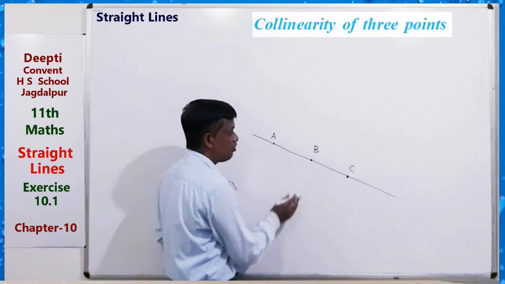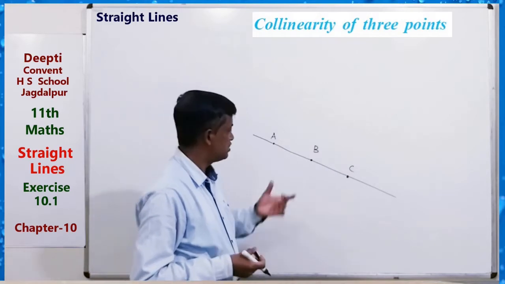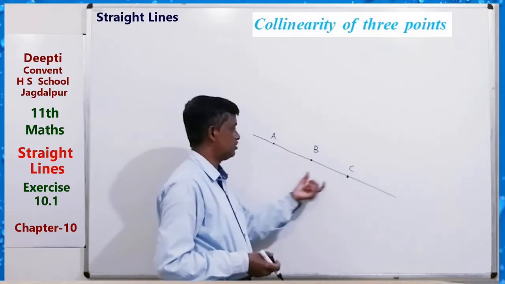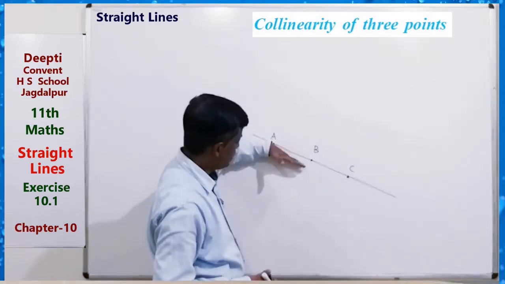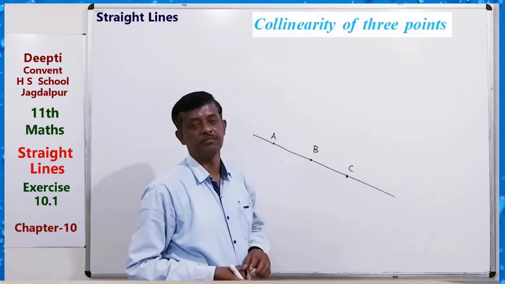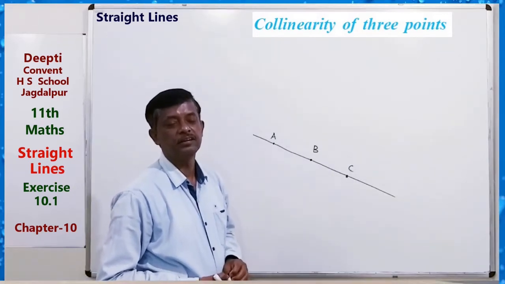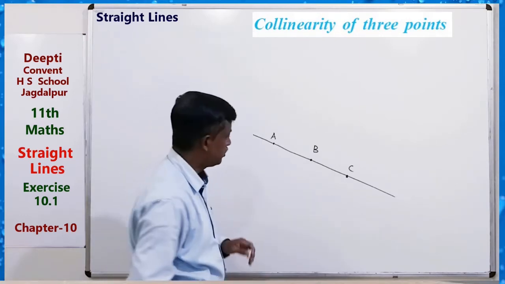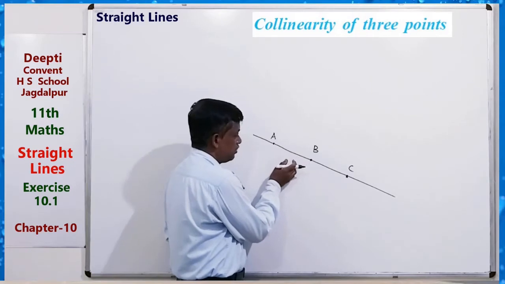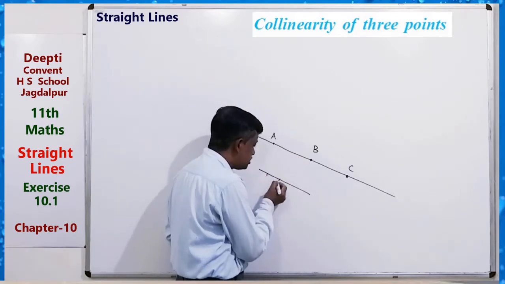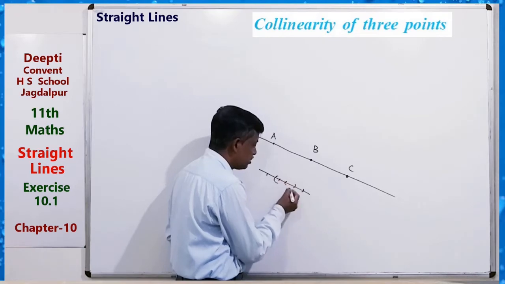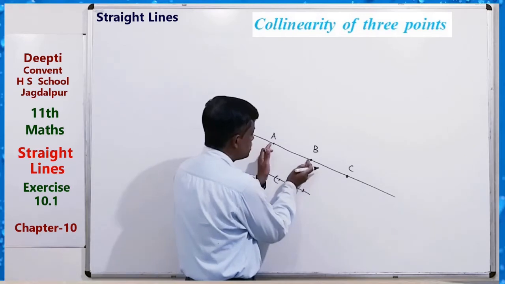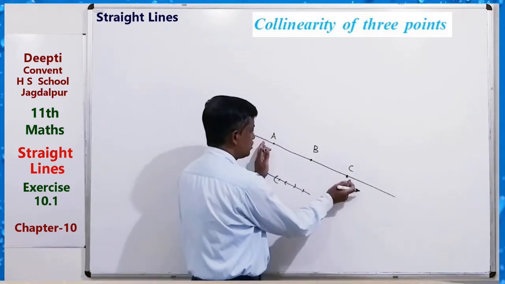Because the slope of a line segment is given by the coordinates, we can find the slope of AB and the slope of BC. If the slope of AB and BC are the same, then we can say that A, B, C are collinear. Because on this line, the slope of this segment and this segment and this segment will be the same. So if these 3 points lie on this line, then the slope of this is equal to the slope of this, and also the slope of this is equal to the slope of this.